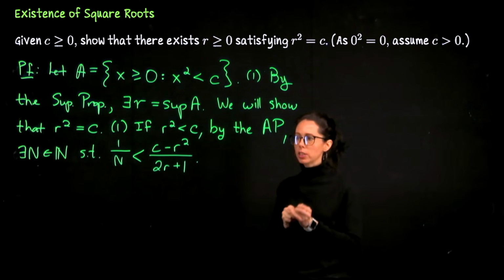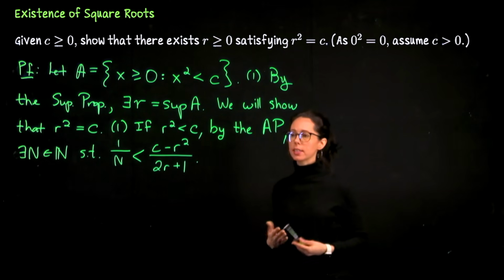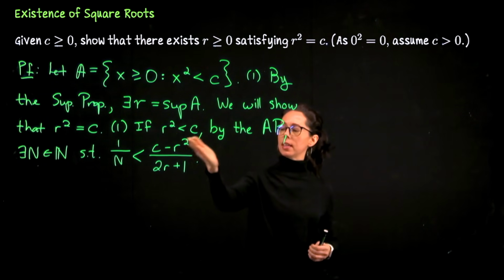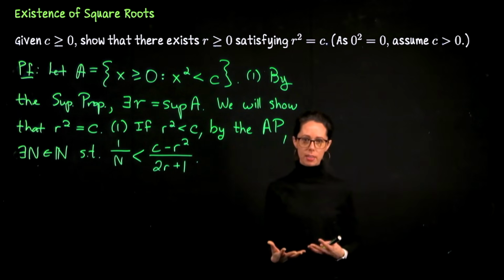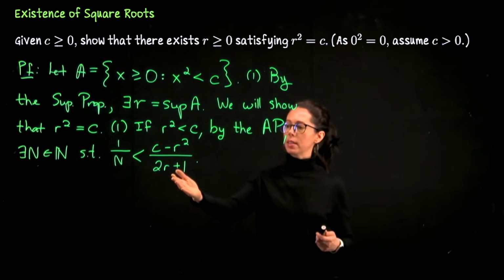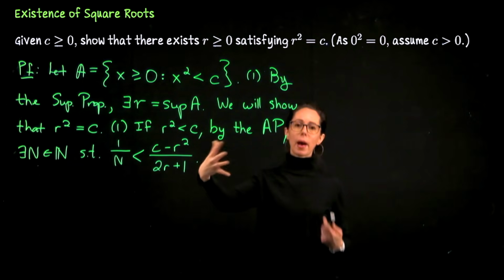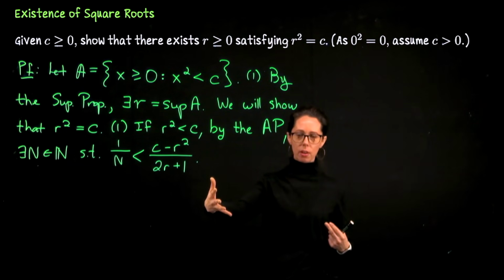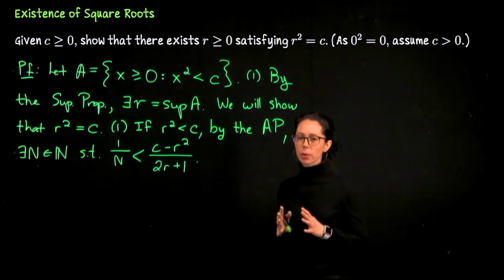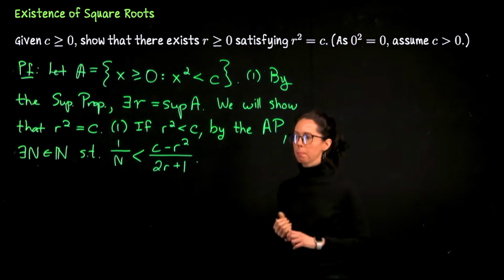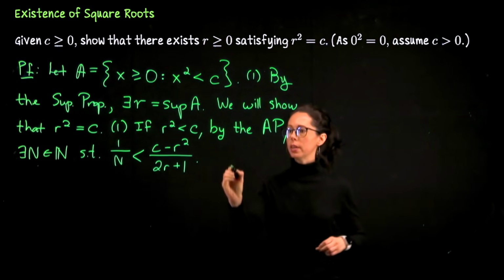Okay, what I'm going to do is take this number 1 over n and add it to r. Before I do that, let me quickly justify that this number 1 over n does exist. So if r squared is less than c, c minus r squared is positive. 2r plus 1 is positive. So we have this positive number here. By the Archimedean principle version 2 that we saw in the previous video, there is such a natural number n whose reciprocal is less than this positive number. Okay, observe.